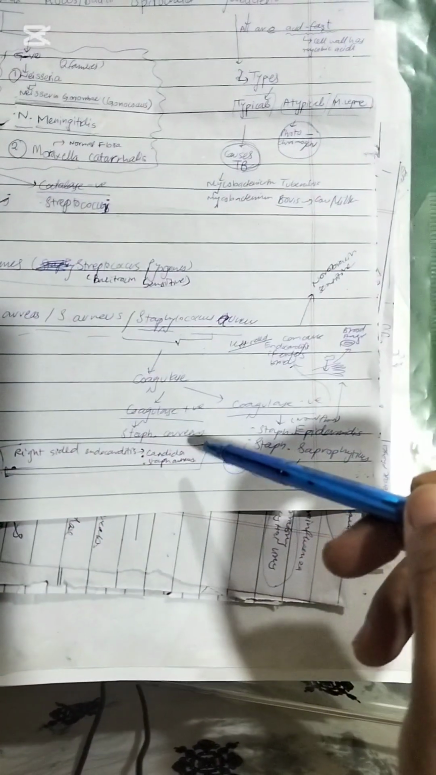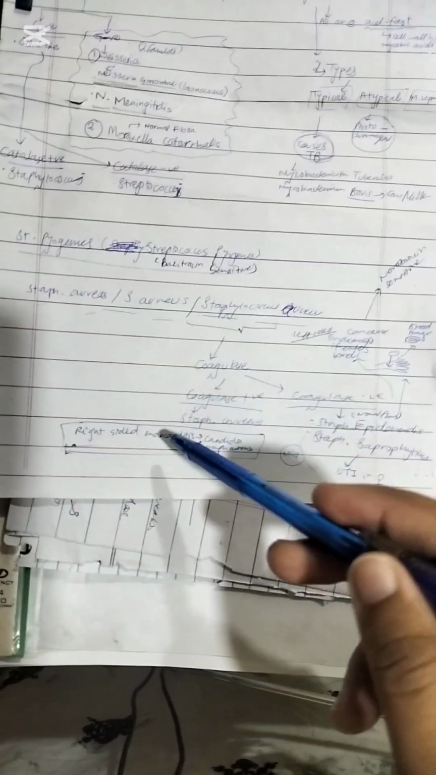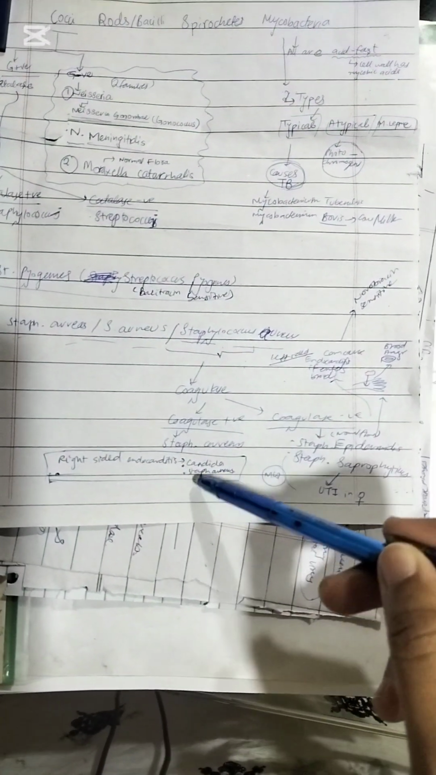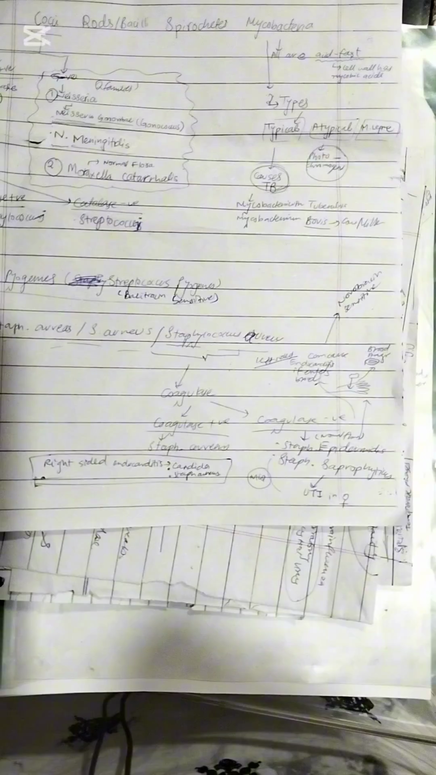If we talk about the coagulase positive ones, then we just have Staphylococcus aureus. And Staphylococcus aureus is going to cause right-sided endocarditis. And right-sided endocarditis can also be caused by Candida. Mycoplasma is the only bacteria without cell wall.